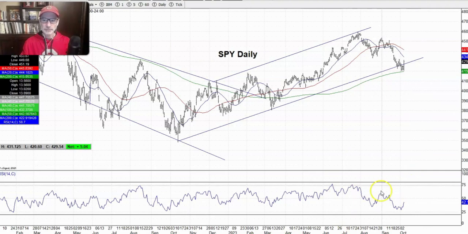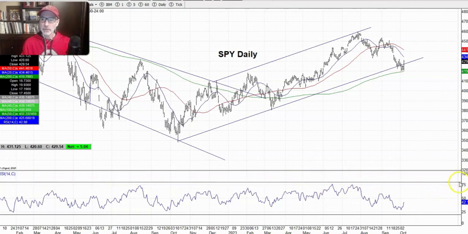And down here is what's called the RSI indicator. It's a 14-day look back period. You can see right here, this is the setting, 14-day on a closing basis. That's what the C stands for. And it basically tells you when a stock or index is getting either overbought or oversold.